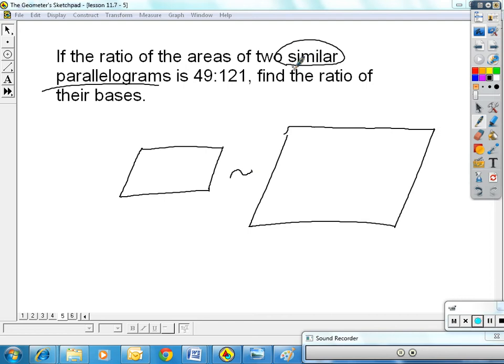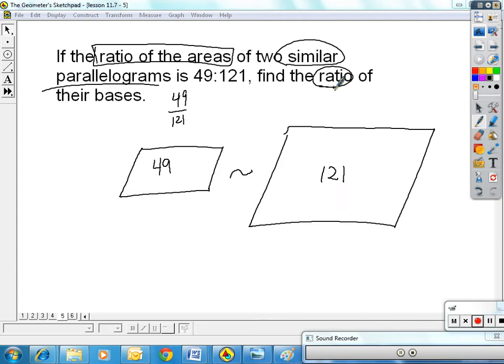We are given the ratio of their areas. The ratio of the areas is 49 to 121. That doesn't mean that one area is 49 units squared and that one's 121 units squared. It means that the ratio is 49 to 121. Now we want to find the ratio of their bases.